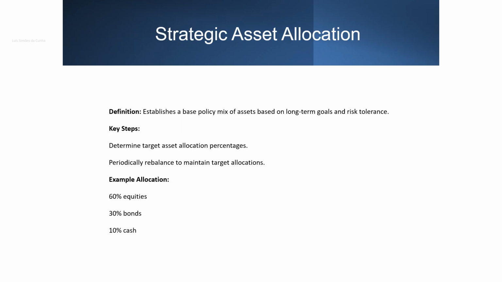Strategic asset allocation establishes a base policy mix of assets based on long-term goals and risk tolerance. The key steps include determining target asset allocation percentages and periodically rebalancing the portfolio to maintain these targets. For example, an allocation might consist of 60% equities, 30% bonds, and 10% cash.